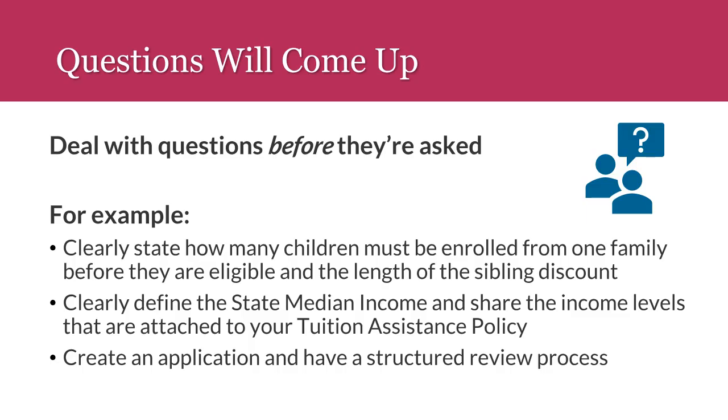You also have options when creating your policy. For example, you could create an application and have a structured review process. You could offer tuition assistance only to families whose children are enrolled in full-time care. You also could require that families submit pay stubs to verify their financial need. Keep in mind, however, that you will need to guard any documents with personal information very carefully, as you could be liable if there was a data breach. You also could require families to show verification that they are working in order to receive assistance. None of these are required, but they are options available to you as you craft your policy.